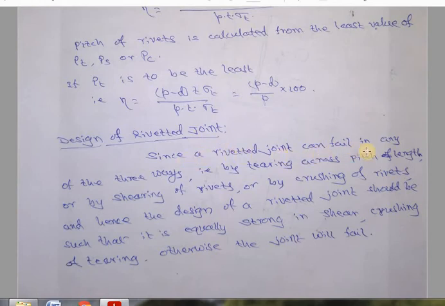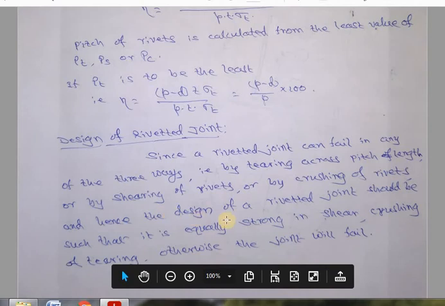So, design of a riveted joint. Since the riveted joint can fail in any of the three ways, that is by tearing across the length of the plate, by shearing of the rivets or by crushing of the rivet, hence the design of the riveted joint should be such that it is equally strong in shearing, crushing and tearing, otherwise the joint is going to fail. Therefore, the joint has to be made equally strong in shearing, crushing and tearing aspects.